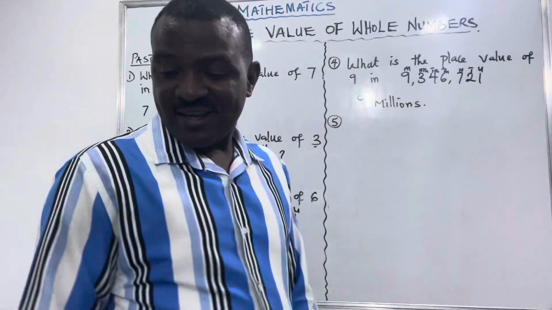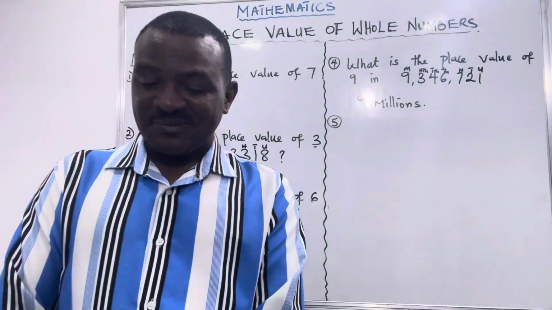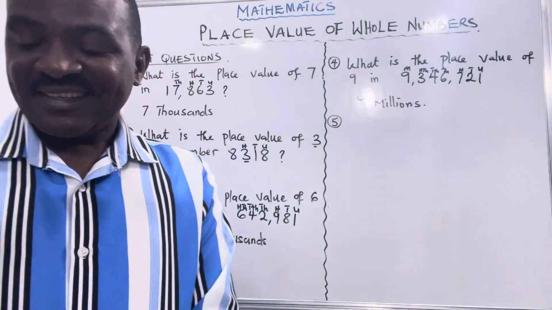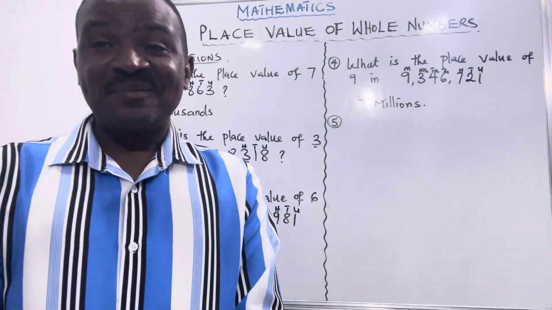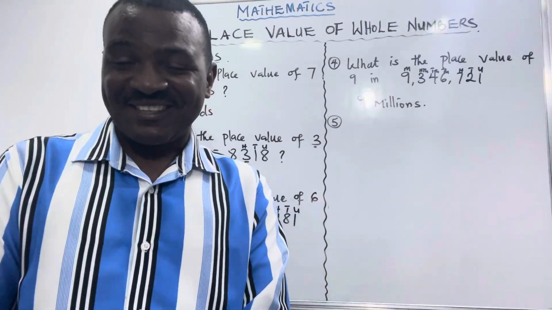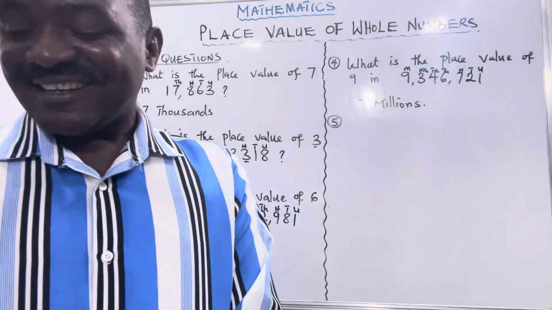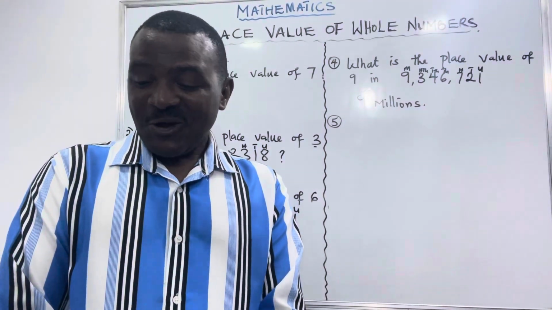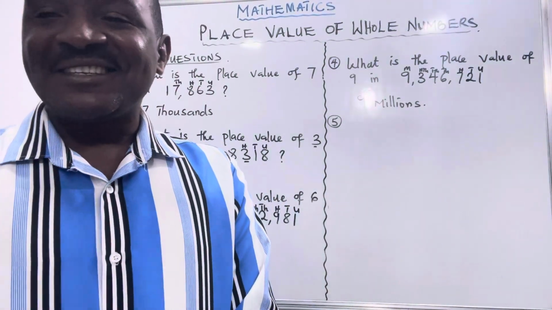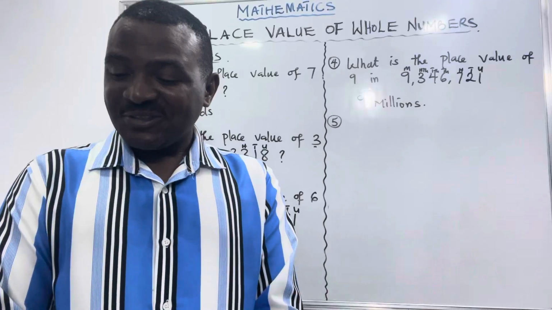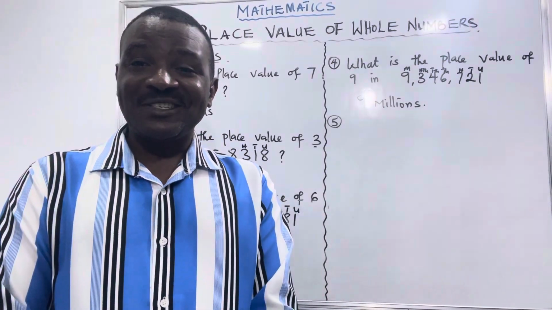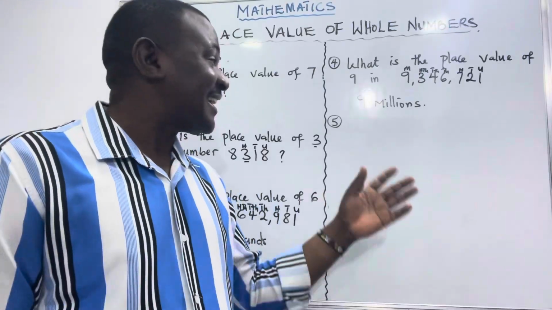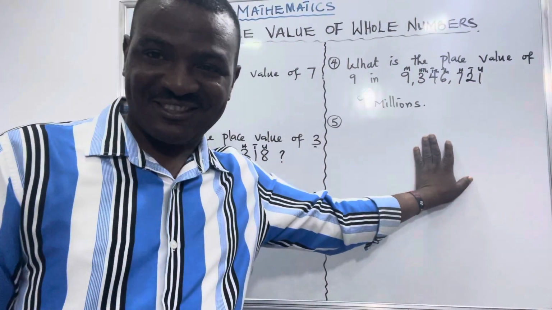So here, the past question, option A, 9 units. Option B, 9 million. Somebody is laughing. Option C, 900,000. Option D, 90 million. Option E, 900. Which one is the answer? You're already laughing. 9 million.